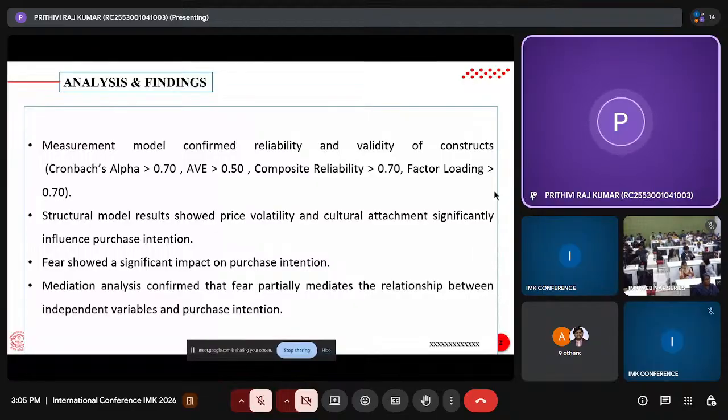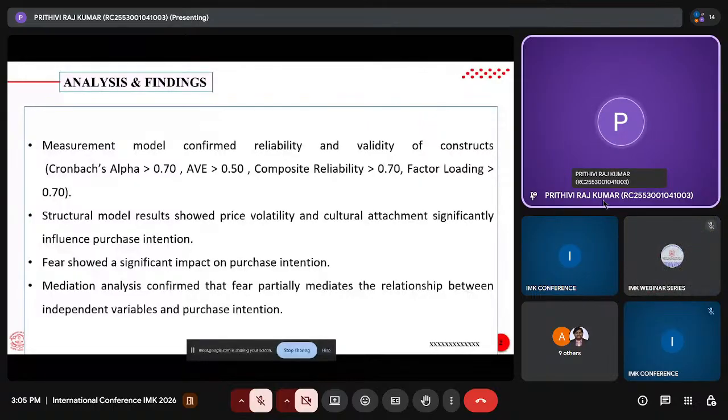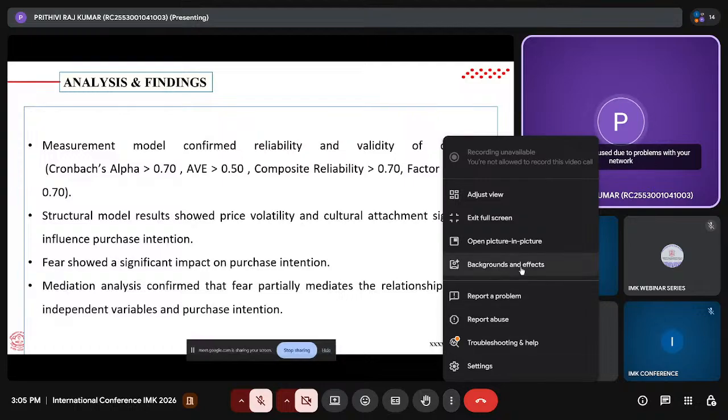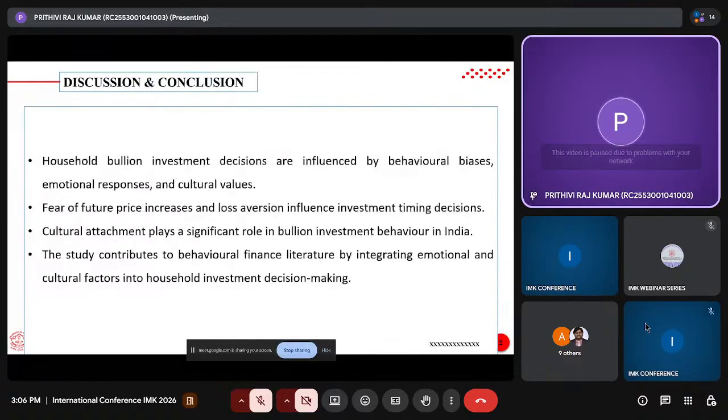I have done only the pilot study, not the entire study. From the pilot study, I have gathered that SmartPLS shows the measurement model satisfies reliability and validity requirements, like Cronbach's alpha, which tests the reliability, composite reliability, which provides accurate estimation, and factor loading, which is responsible for correlation, everything under the threshold value. The mediation analysis shows that fear partially mediates the relationship between price volatility, household attachment, and purchase intention. This indicates that emotional response plays an important role in household decision making.